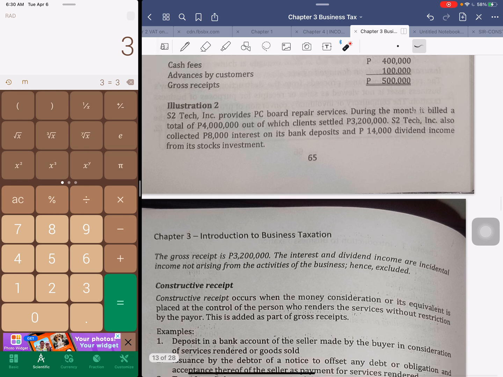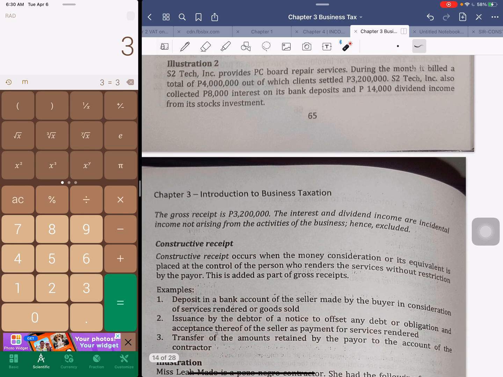Okay, constructive receipt. So, usual naman, dini-discuss natin is actual receipt. So, paano naman pag constructive? It occurs when the money consideration or its equivalent is placed at the control of the person who renders the services, without restriction by the payer.